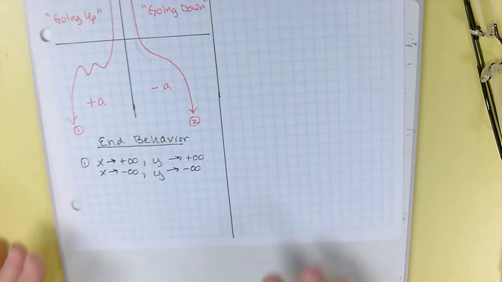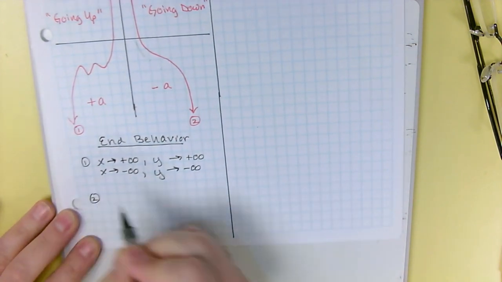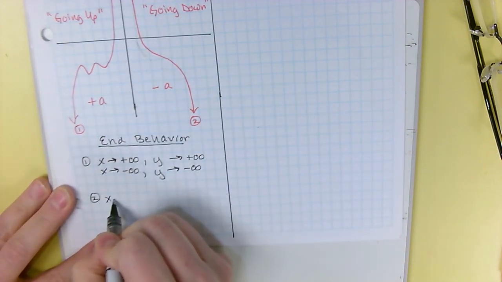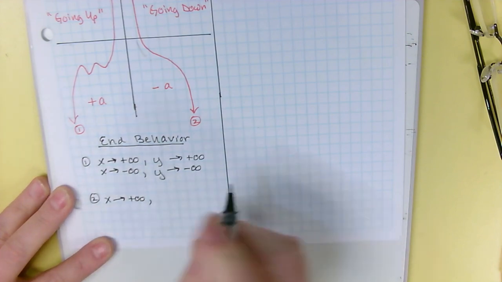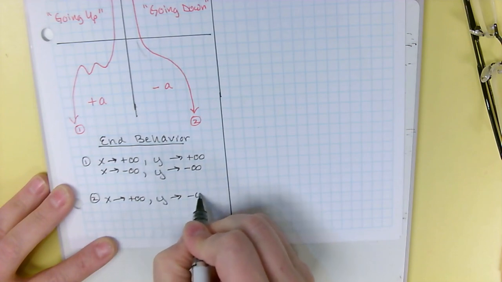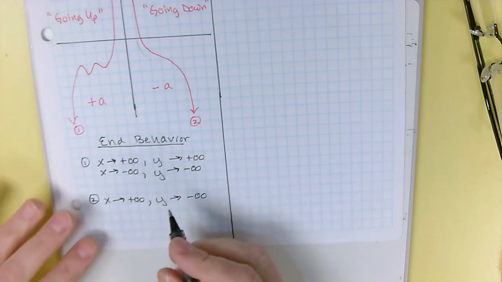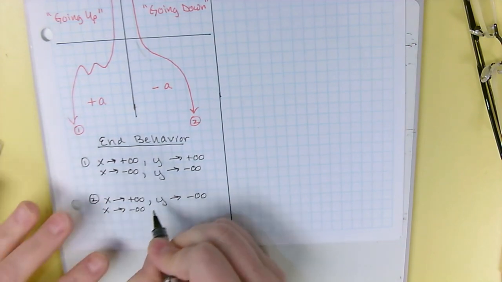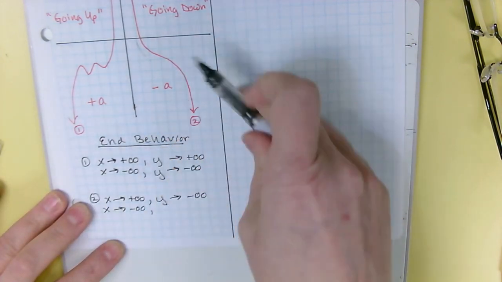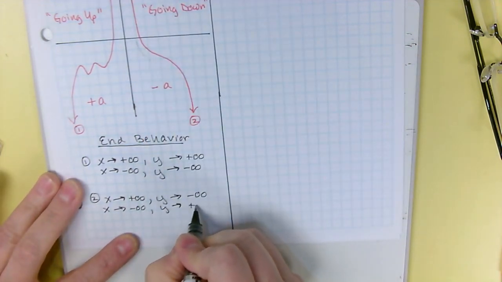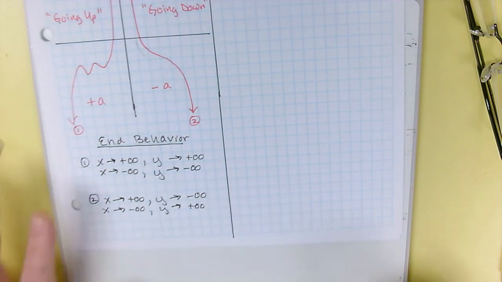That's if you have an S shape going up. Now our second curve is an S shape going down. In this case, as x goes to positive infinity, which is to the right, your function is dropping. Y goes to negative infinity. As you go to the left, as x approaches negative infinity, this going down curve is shooting upward. So y approaches positive infinity. And that's how you describe the end behavior of the curve.